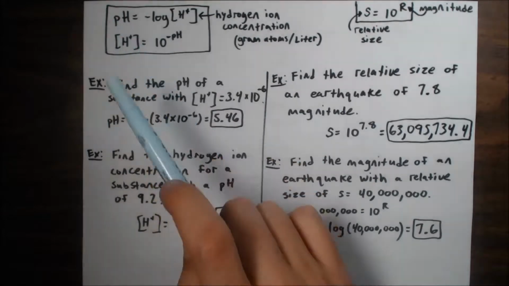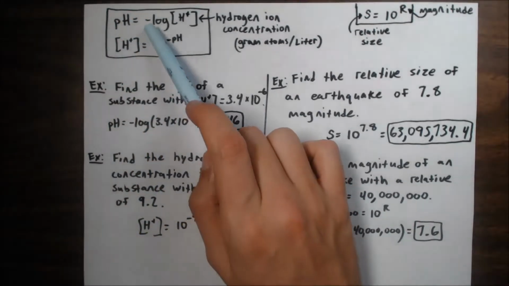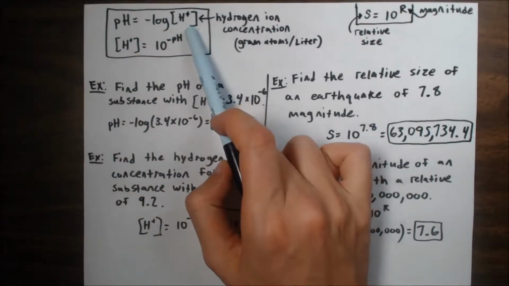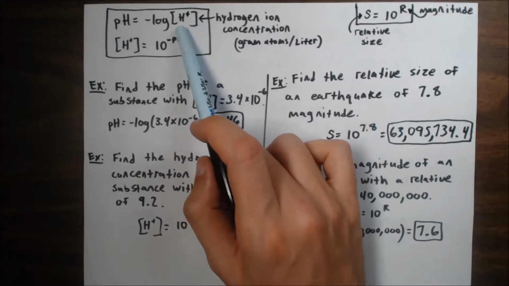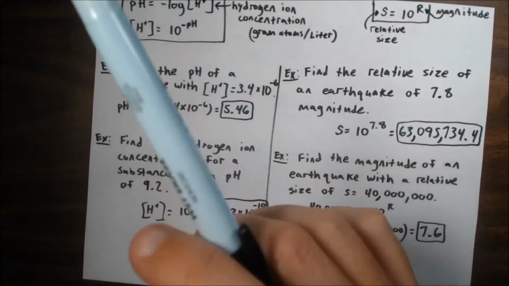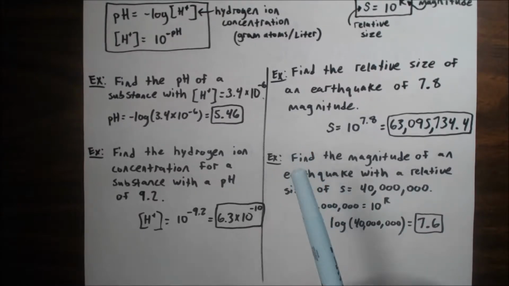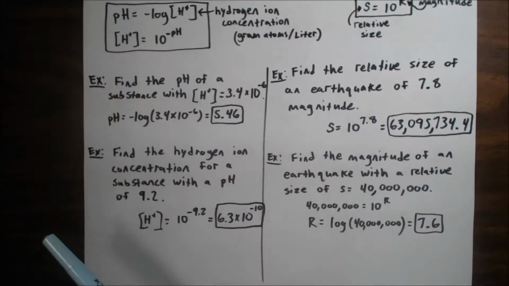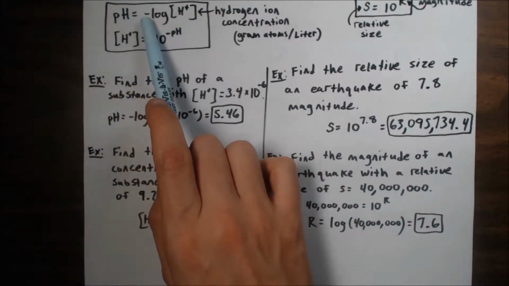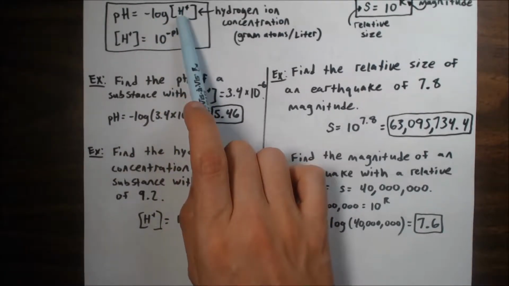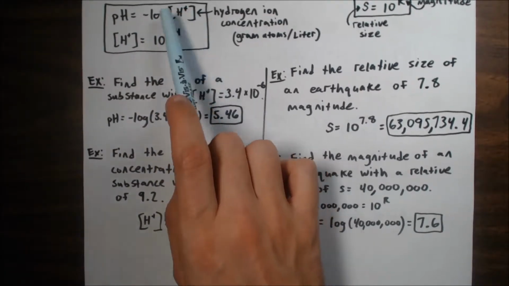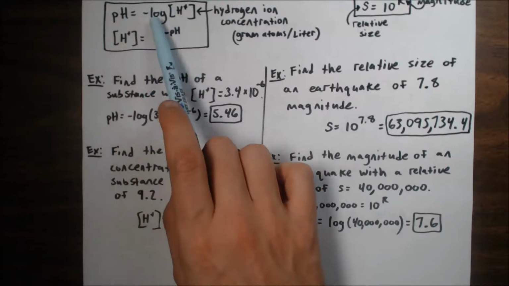Anyways, the pH of a substance is the negative log of the hydrogen ion concentration. I'll let your chemistry teacher explain to you what that means. I'm certainly not going to mess it up here, but this is a formula that we can understand. pH is the negative log of the hydrogen ion concentration. This is just a number, and this is just a number, and they're related by this logarithm.